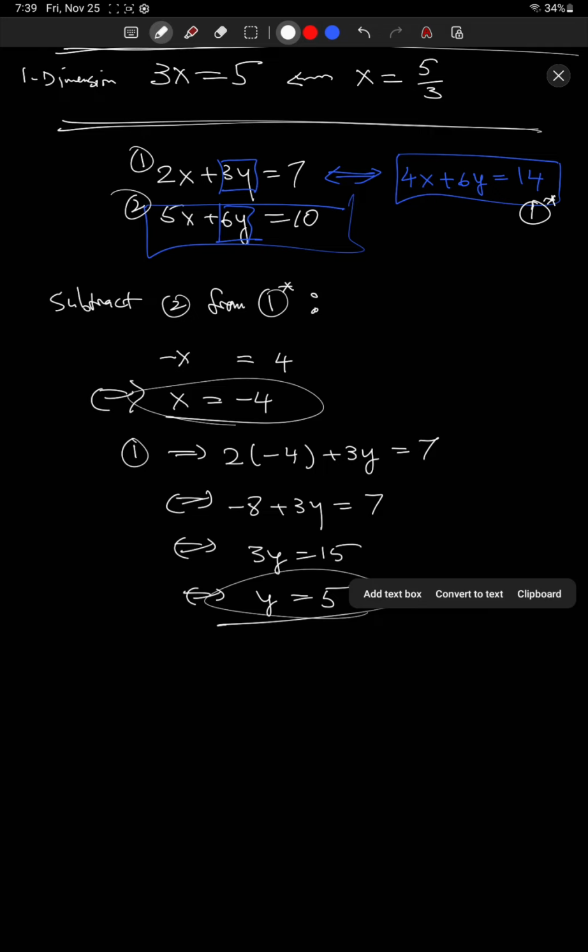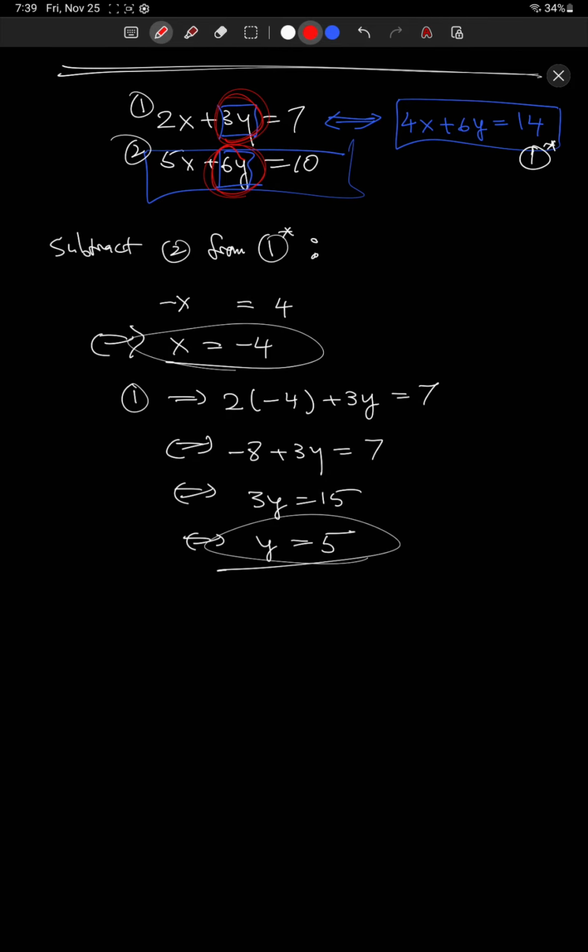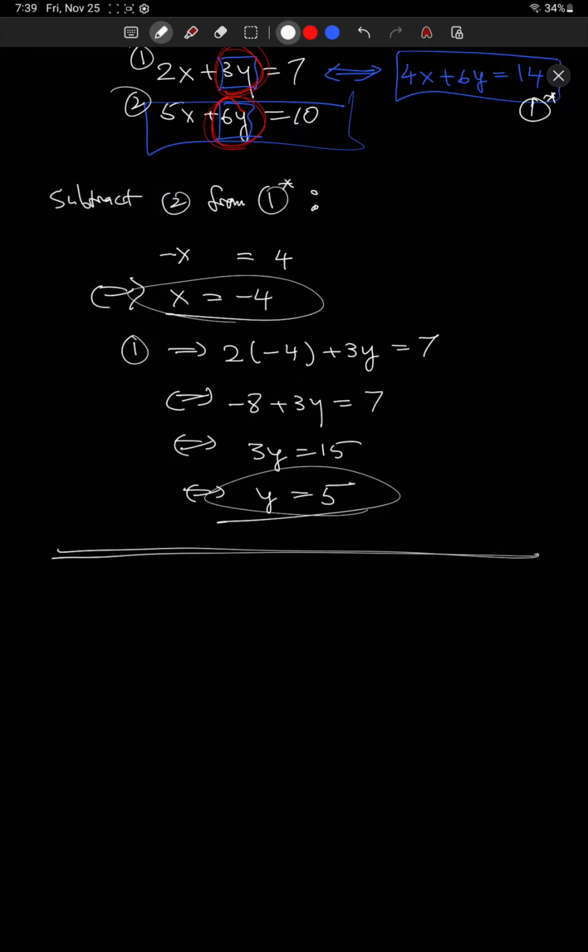But like I said, it's in a way not algorithmic, right? What we did was we noticed that the two y terms work very nicely together, in that I can multiply the first one by 2 and then subtract, and the y's would go away. So the way we're going to learn how to do this right now is going to be much more algorithmic. So let's actually do this.